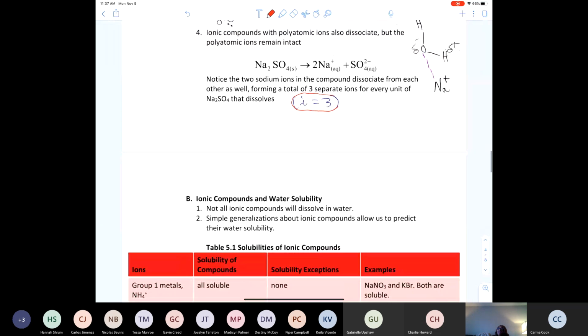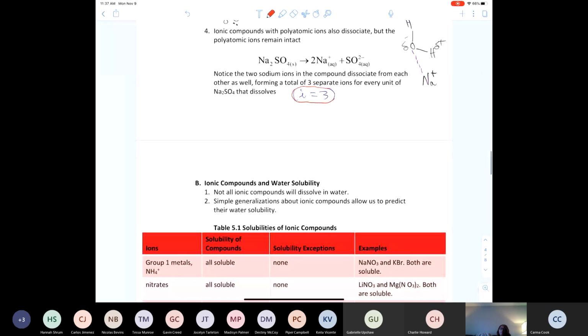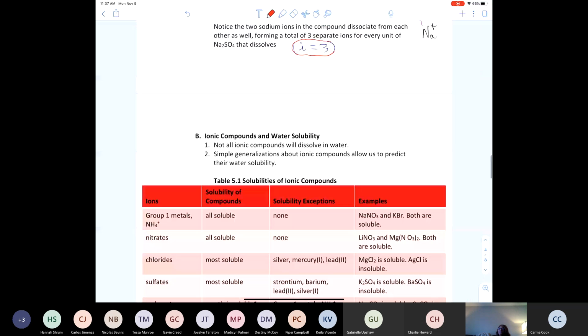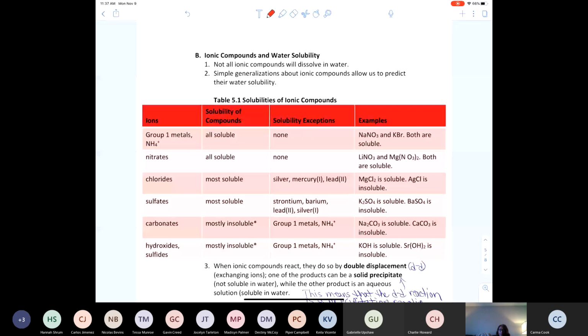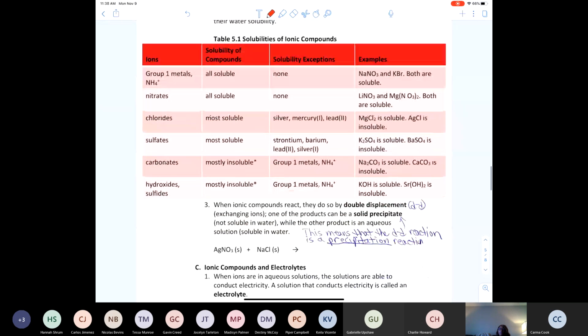So, are all ionic compounds soluble in water? The answer to that question is no. There are some ionic compounds that will not dissolve in water. And so here we have a solubility rules table that lets us know whether or not an ionic compound containing a particular type of ion will be soluble in water or not.